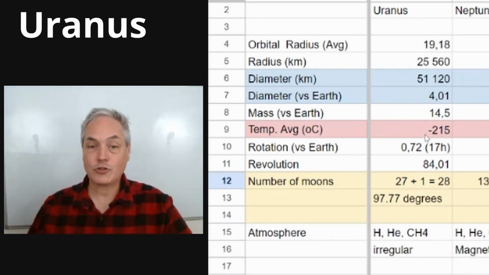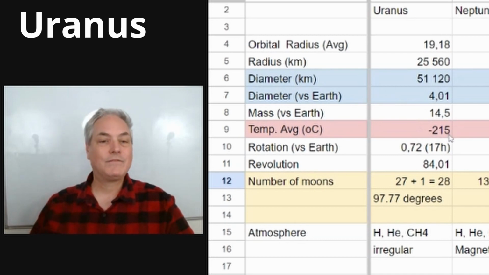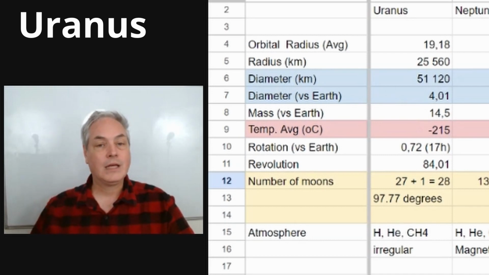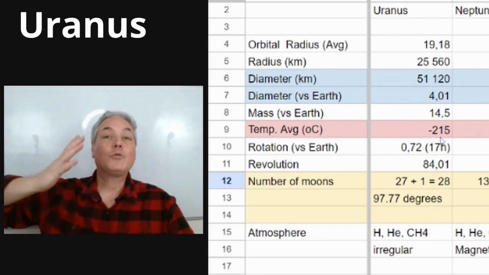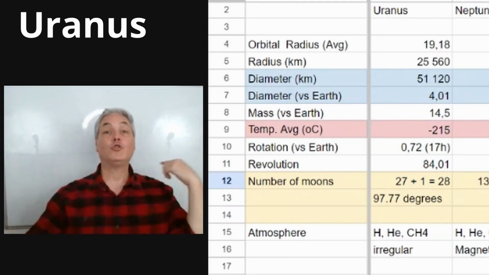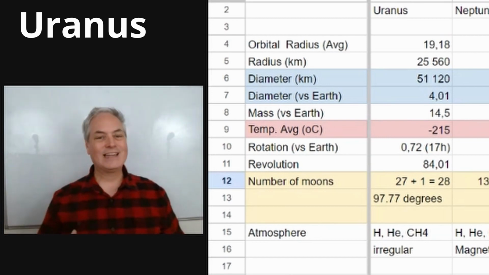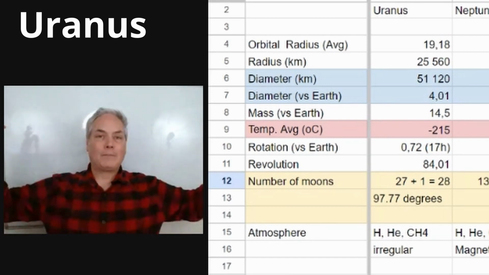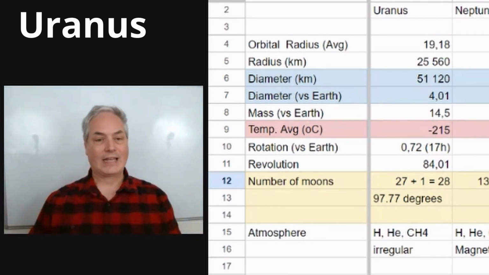The average temperature is 215 here. It's a bit warmer than Neptune here, and the reason is that there's a face that almost always faces the sun, warming up that area. It takes about 17 hours to do a full rotation, so as you can see, the days are quite short for a big planet. Lots of things are going on in the atmosphere.